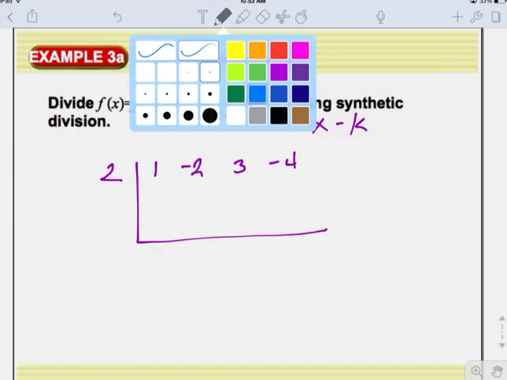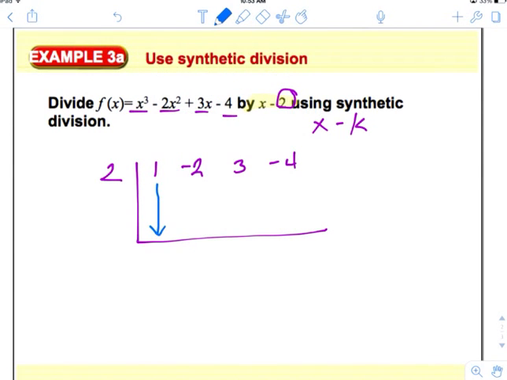First thing I do is take that first coefficient and drop it down underneath the division sign. Then I'm going to multiply my k by that first coefficient. So in this case, that's a 2 times 1 equals 2. And I'm going to substitute that 2 inside the division bar underneath my second column. And then I'm going to add down that column. So negative 2 plus 2 is 0.